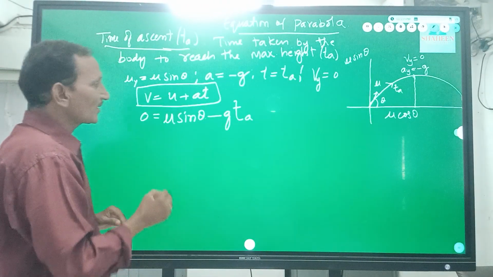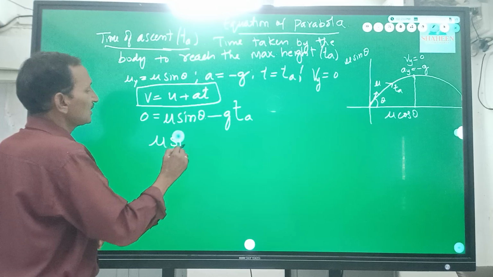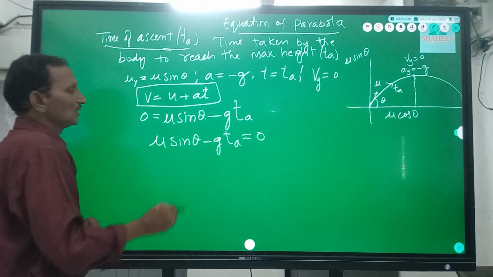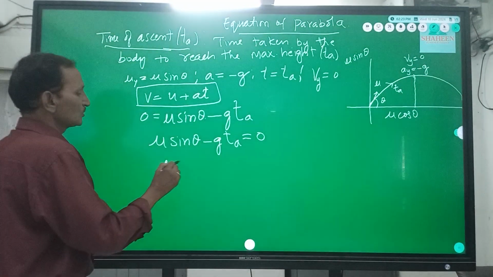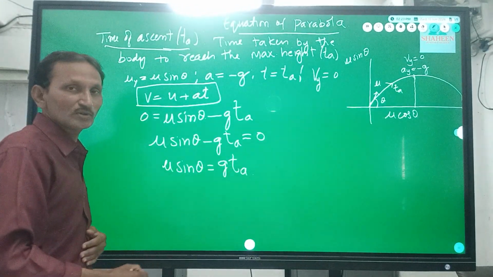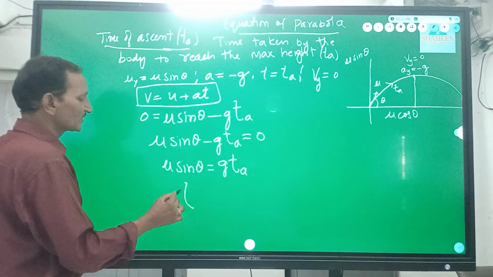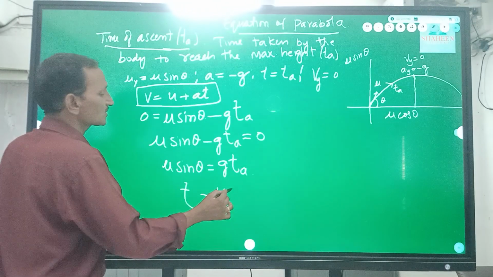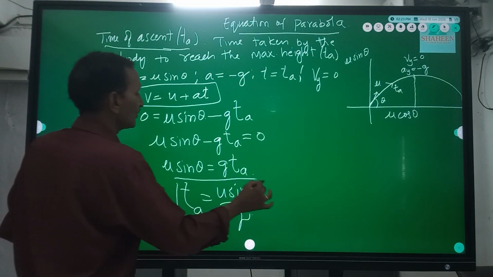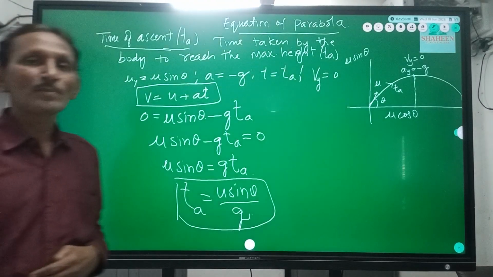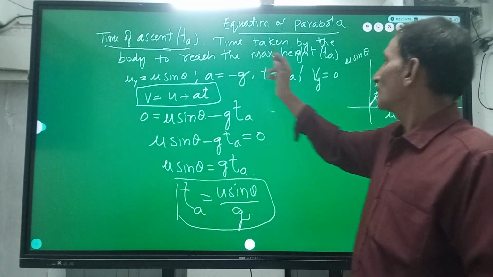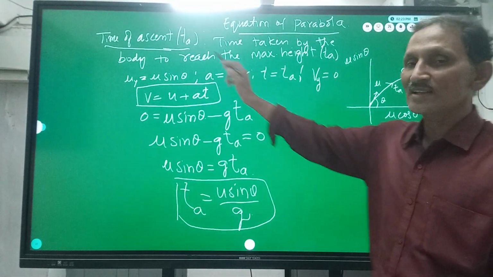Write this equation in the proper order: u sin theta minus g ta is equal to 0. So u sin theta is equal to g ta. Now separate the time of ascent: ta is equal to u sin theta by g. This is the time of going up, the time taken by the body to reach the maximum height, called the time of ascent.